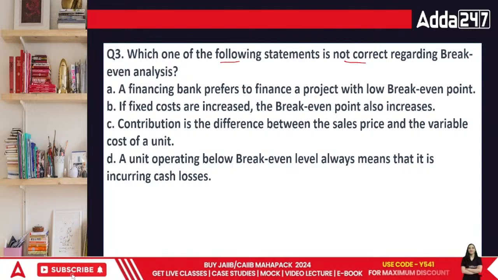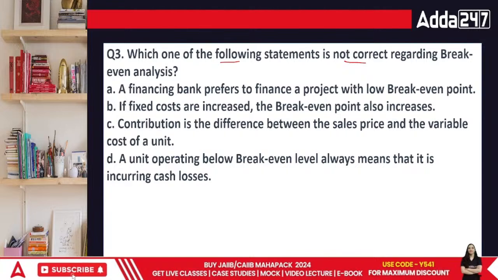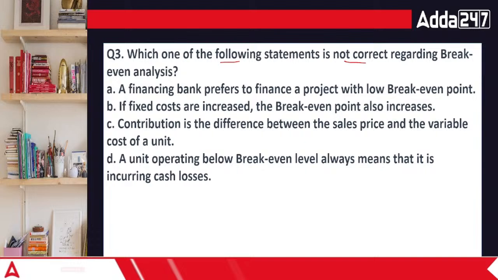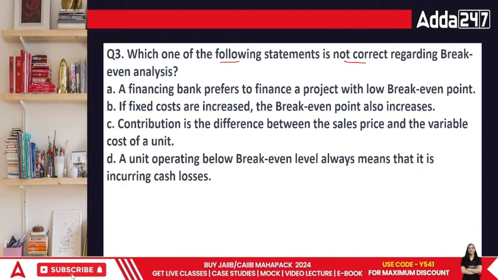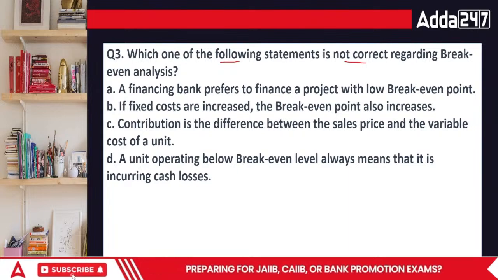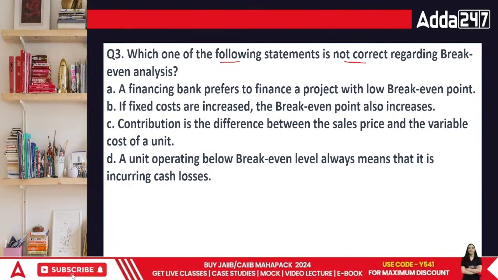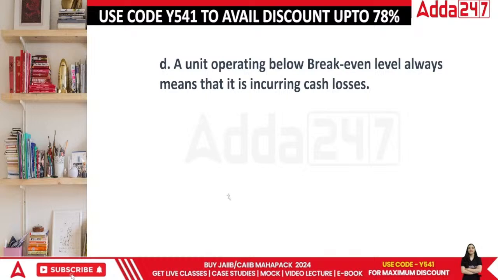Remember, I told you we do not use the word contrary, it is too long. I use the word contribution. Okay, that is an easier word. A unit operating below break-even point means it is incurring losses. But they are saying they will be incurring cash losses. That is not necessary, because depreciation is also among the fixed costs. So I would say the point D is wrong. Sometimes we will not have cash losses because there's a fixed expense called depreciation. In depreciation, you do not give the money to anyone. So in this case, the correct answer is D.